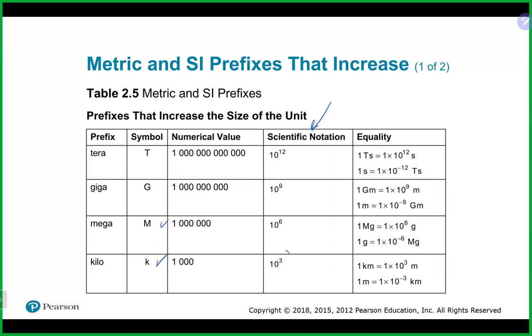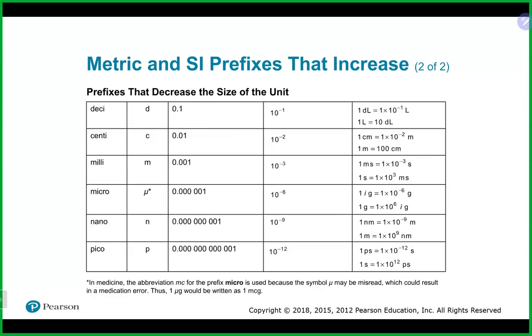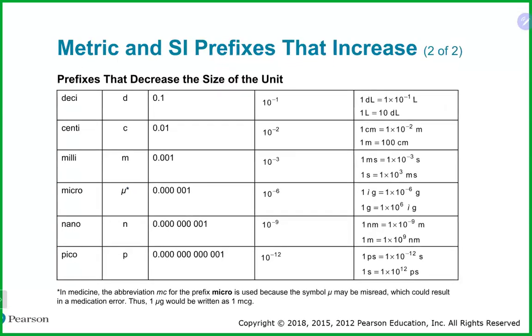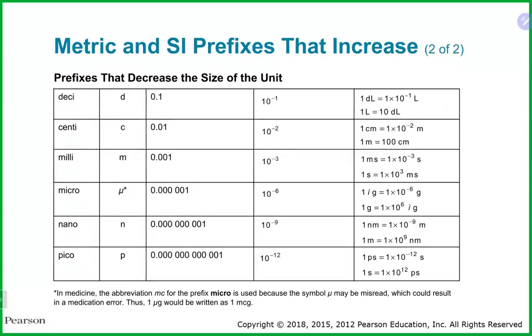Again, there's that 10 to the 3, which is really 1 times 10 to the 3. Here are some other ones that are common: deci, centi, milli, micro, nano, pico. A lot of these do pop up in chemistry. I would say for our class, probably centi, milli, micro pop up a good amount. So those are some of those things.